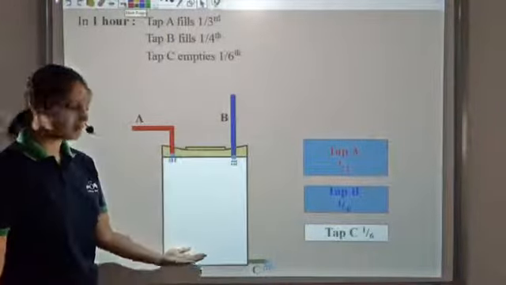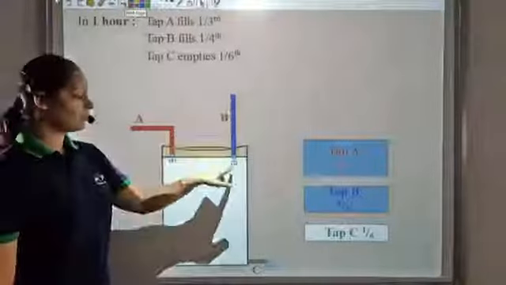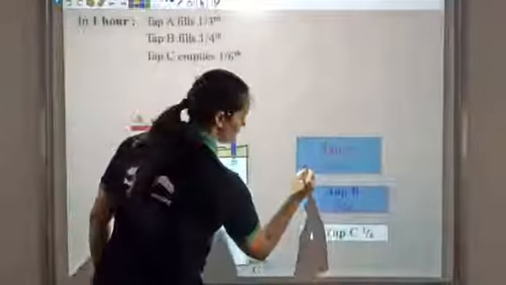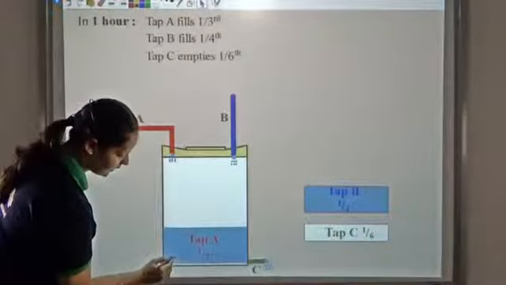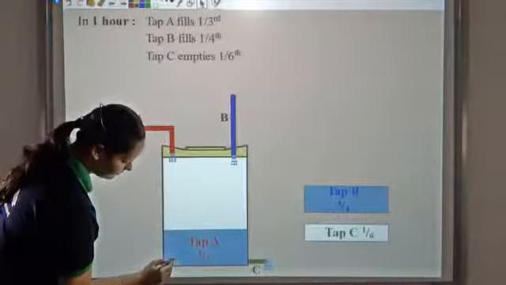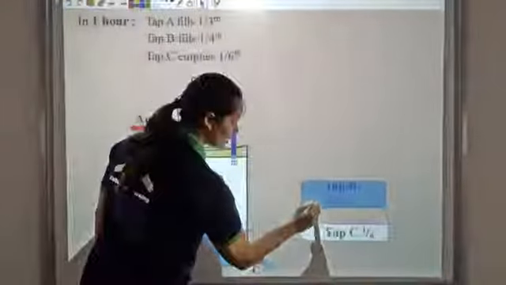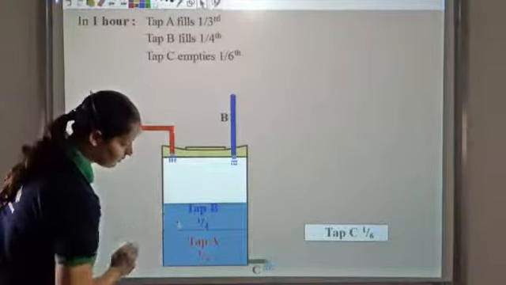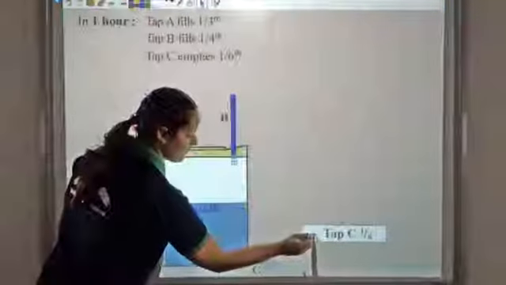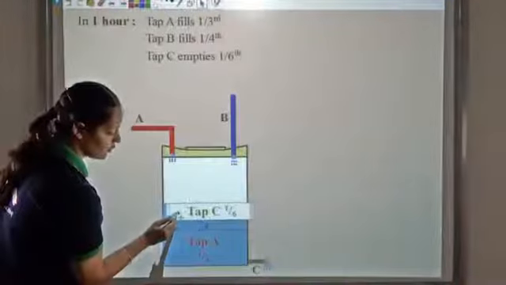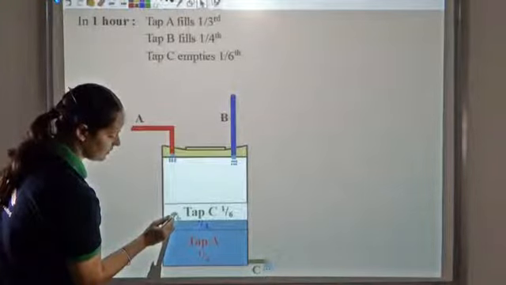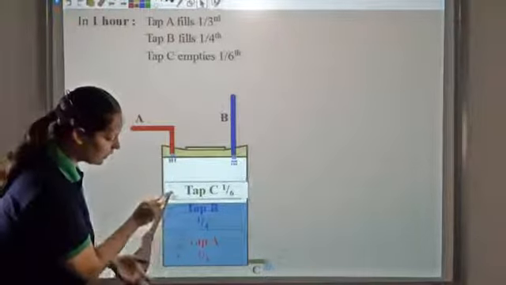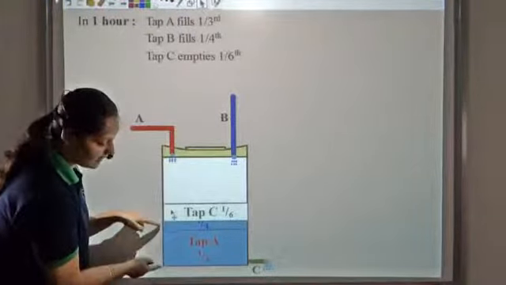So let us look at this tank, which has tap A open, tap B open, and tap C is also open. So what we are doing is, tap A is filling some portion in this tank, which is 1/3. Now tap B is also filling some portion of this tank, which is 1/4. But what is tap C doing? Tap C is removing some portion, which is 1/6. So if this 1/6 is removed from 1/3 plus 1/4, this is what I'm left with.